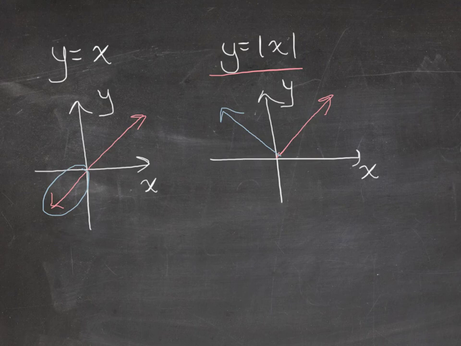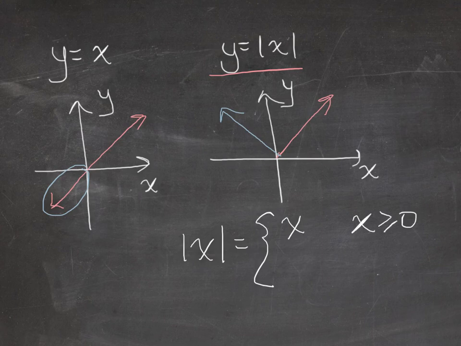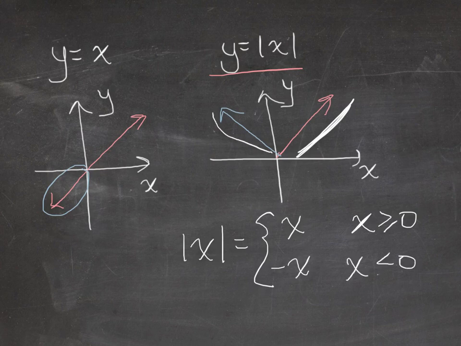So in other words, I could write a piecewise function for this. The absolute value of x is going to be equal to x when x is greater than or equal to 0. So we see that line here, the pink piece, and then it's equal to negative x when x is less than 0. So we see that here, the blue line. Okay, so that's how we're going to solve absolute value problems algebraically: we're going to have to split the absolute value into this piecewise function with the positive part and the negative part.